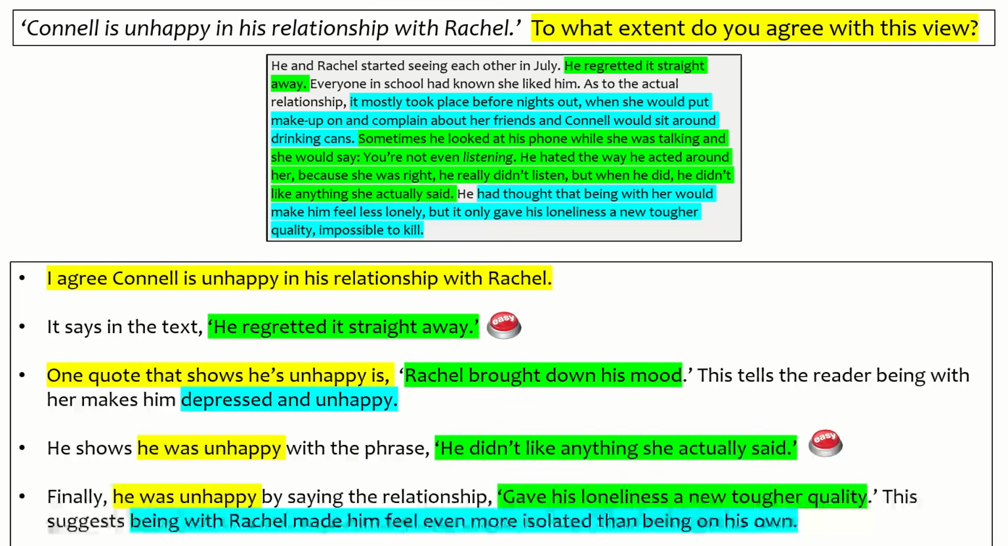And then finally, he was unhappy by saying the relationship gave his loneliness a new tougher quality. So I'm going to explain this one. And I've said this suggests being with Rachel made him even more isolated than being on his own. So he thought it would make him less lonely, but in fact it's made him more lonely, being with someone he doesn't want to be with. There's lots more on this text. Another simple one could have been, you could talk about maybe he's always on his phone, so he's ignoring her. It doesn't sound like Rachel and him have actually gone out on dates. It almost took place just before they were going to meet their mates. So again, 6 to 10 quotes on that one.